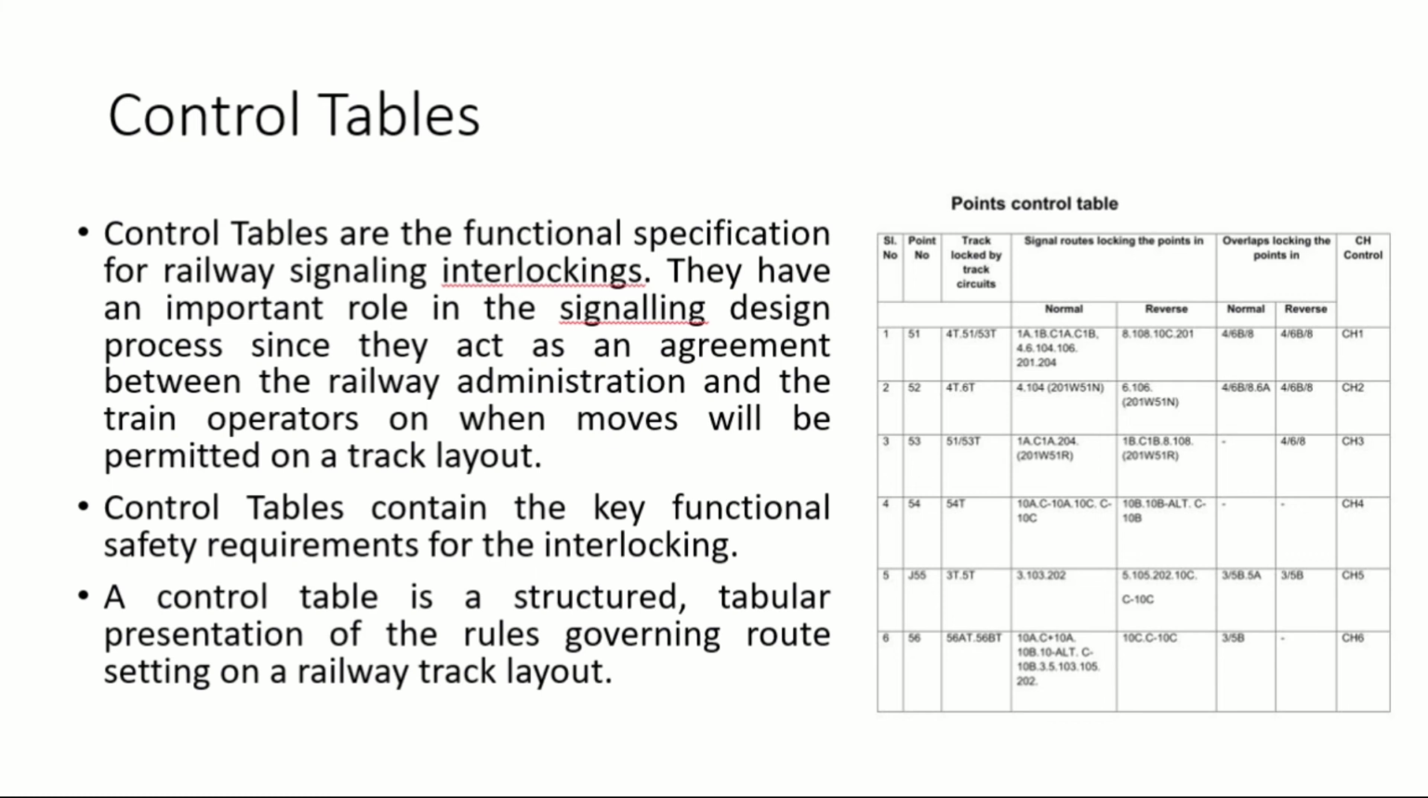So control table also is an important key point for the safety, because it is related to interlocking. So control table are the functional specification for railway signaling interlocking. They have an important role in the signaling design process, since they act as an agreement between the rail administration and the train operators on when move will be permitted on the track layout. So control table contain the key functional safety requirement for the interlocking. A control table is a structured or tabulated presentation of a rule govern routes setting on a railway track layout. Okay.